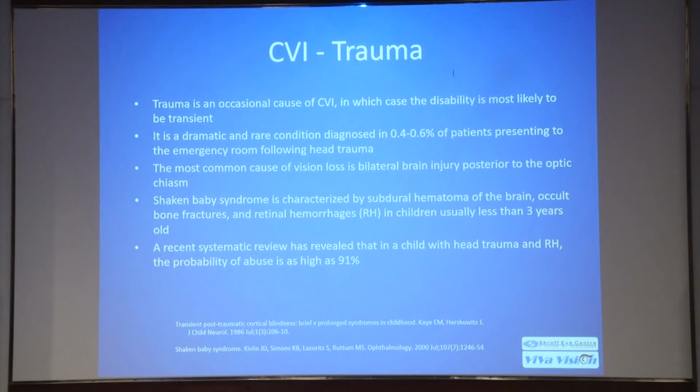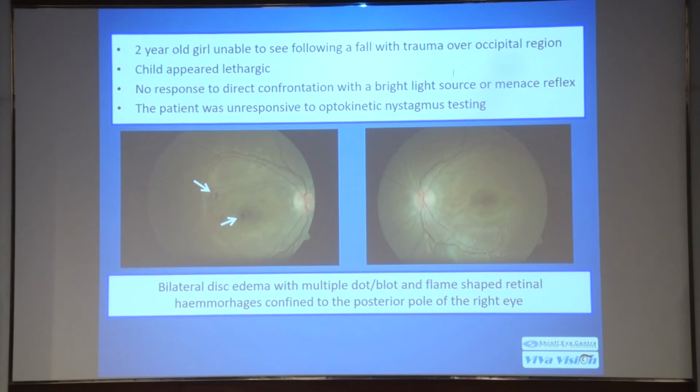So when we see retinal hemorrhages in a young child less than 3 years old, we shouldn't be jumping to look at anemia and leukemia and so many other systemic features. Abuse really needs to be at the top of our differential diagnosis. This was a 2-year-old child who came with a history of being unable to see following a fall with trauma over the occipital region. The child appeared lethargic.